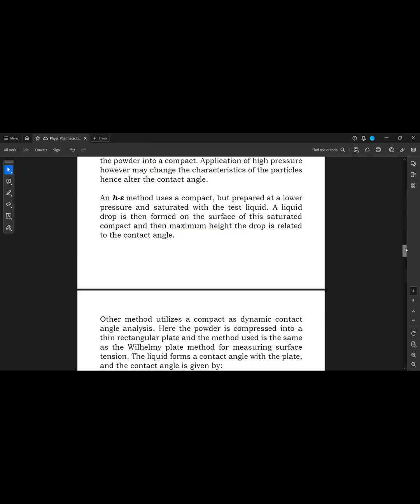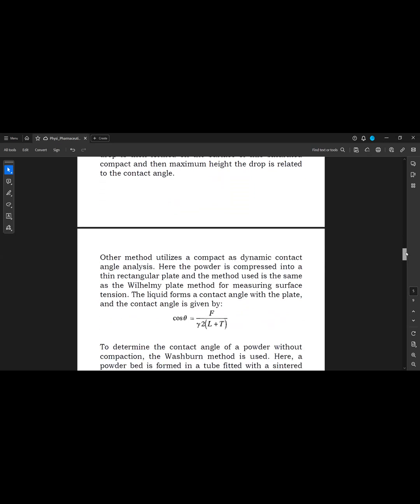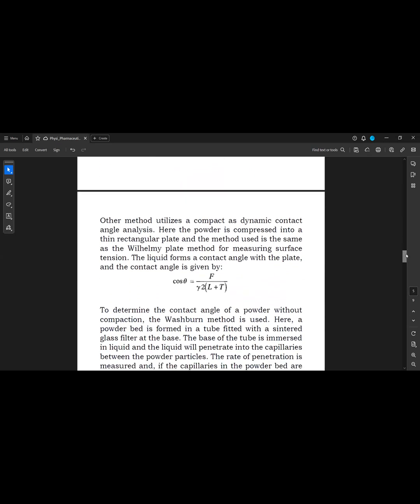The other method utilizes a compact as dynamic contact angle analysis. Here, the powder is compressed into a thin rectangular plate, and the method used is the same as the Wilhelmy plate method for measuring the surface tension. I think in the morning I explained that the plate method was the one that I was not able to understand. Unfortunately, I'm not able to relate it even right now because I've still not figured it out.